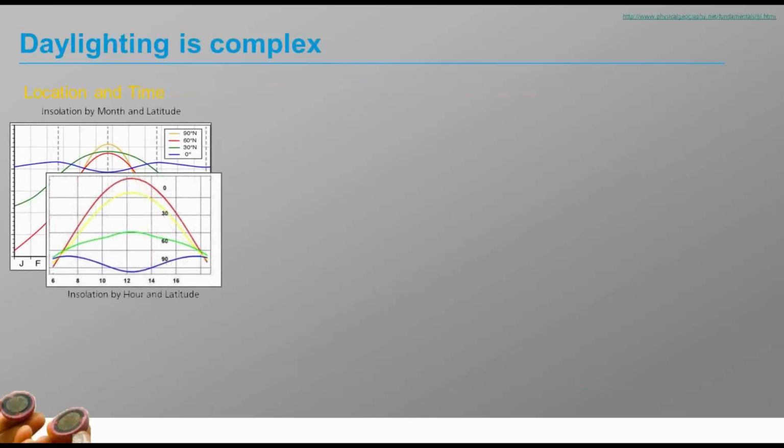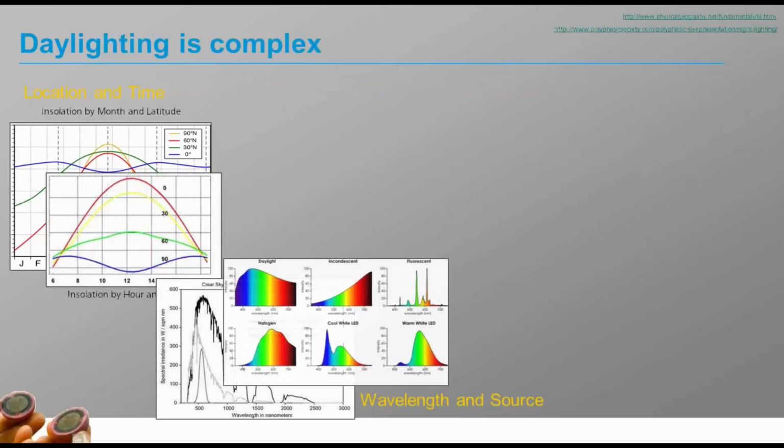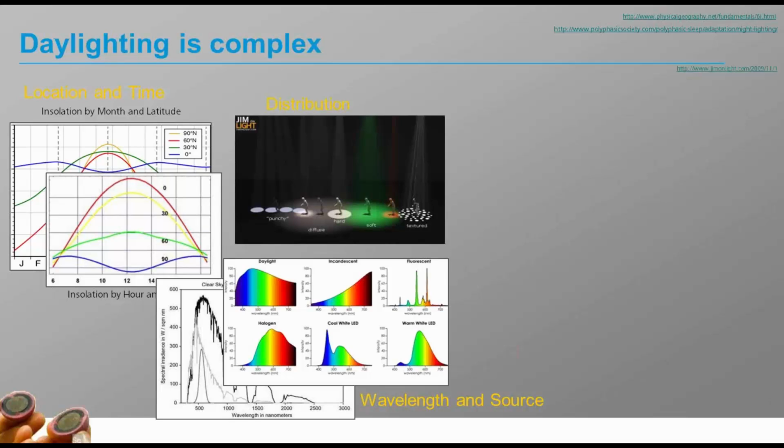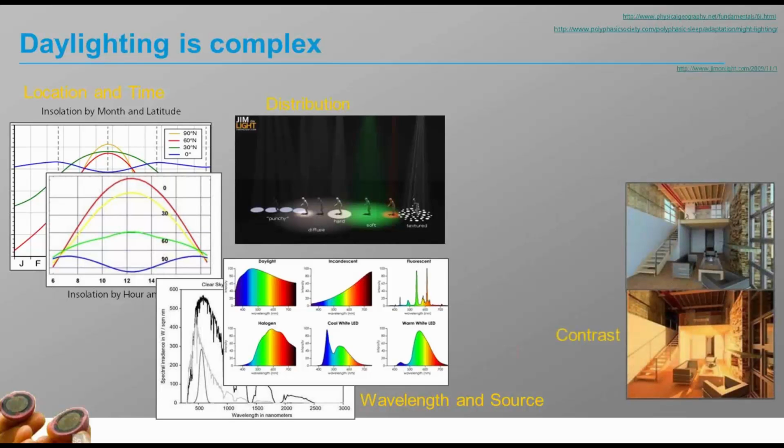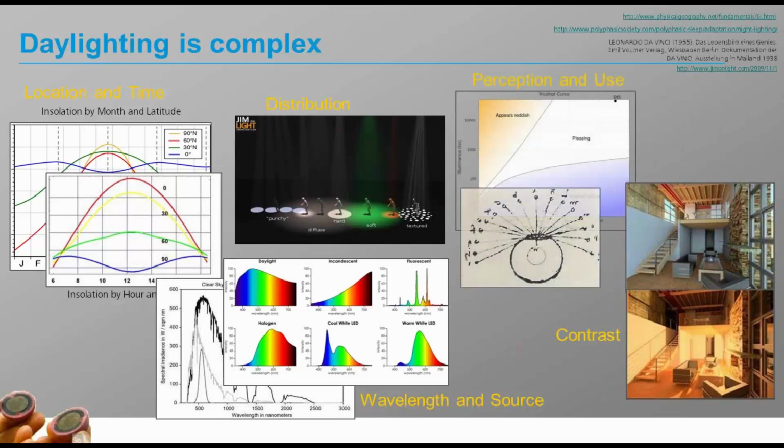So daylighting is an incredibly complex field. The way daylighting interacts with a building depends on location and time, the source of the lighting, the distribution of the light, contrast and human reaction factors, and just perception and preference. So there are a lot of things that go into determining the daylighting quality and the daylighting performance, and really what is good and what is bad in daylighting. And on top of that, modeling daylighting is very complex.